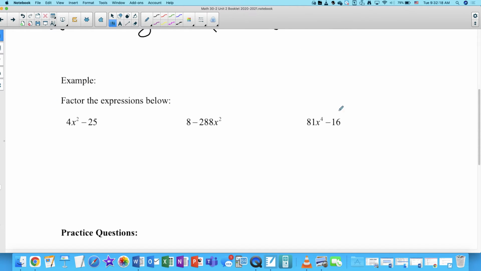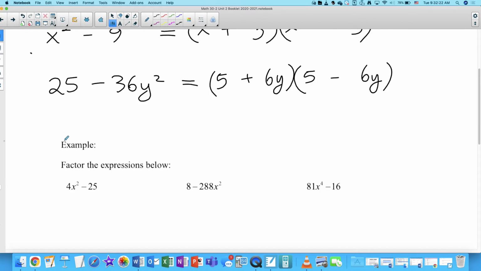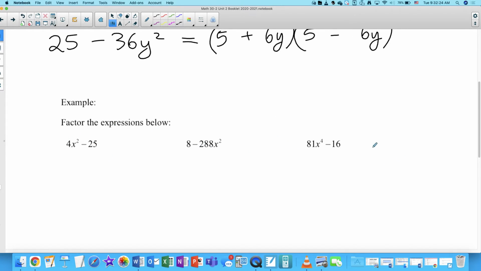All right, actually, let's do these ones as well. I'm going to skip this one because we did something very similar to this one already. I want to talk about these two, though. Okay, so take a look at the middle one. Is this a difference of squares? No. 8 is not a perfect square. 288 is not a perfect square either. X squared is a perfect square.